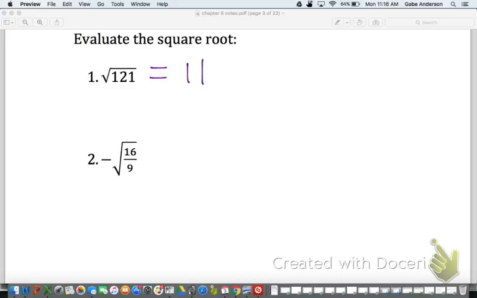And then number 2, this is asking for the negative square root. Here is what we could do with this. We want to ask ourselves, 16/9, obviously, what number times itself? 3 times 3 is 9, but what times what is 16? So what would you say this would be? Negative 4/3, that's right. The opposite of 4/3, yes ma'am.